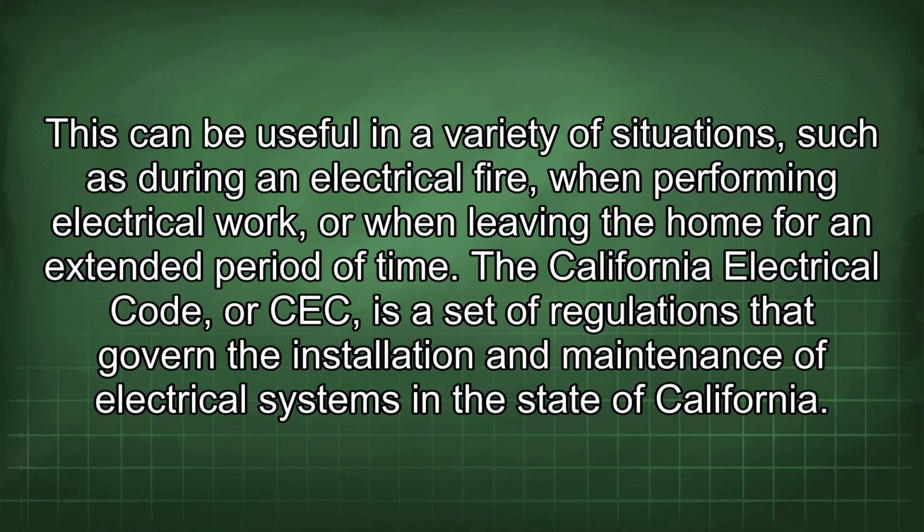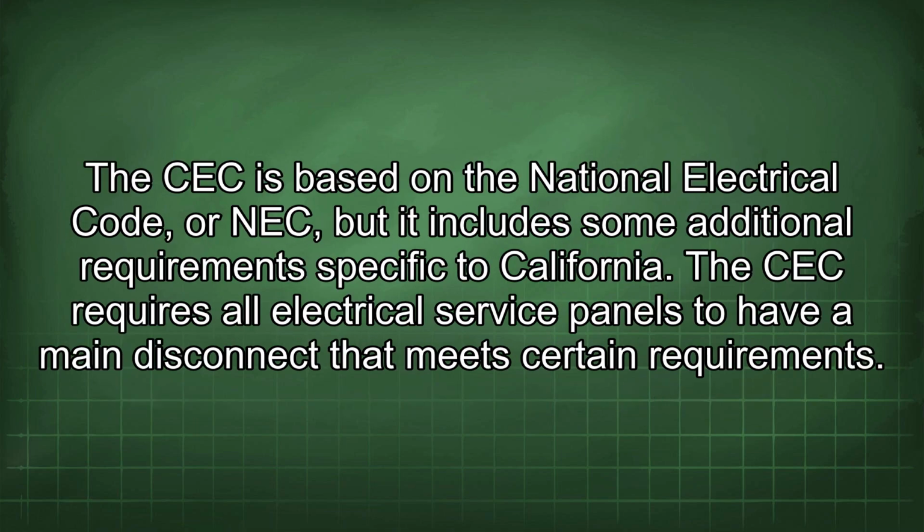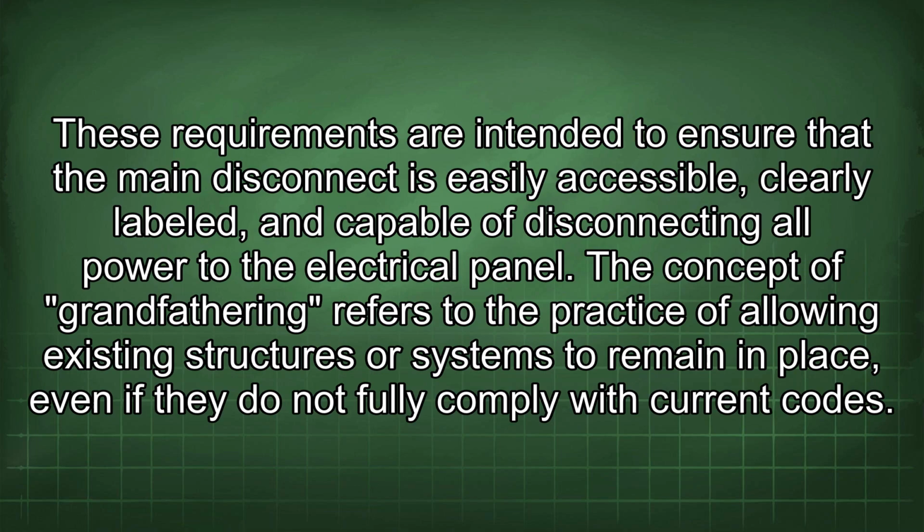The California Electrical Code, or CEC, is a set of regulations that govern the installation and maintenance of electrical systems in the state of California. The CEC is based on the National Electrical Code, or NEC, but it includes some additional requirements specific to California. The CEC requires all electrical service panels to have a main disconnect that meets certain requirements. These requirements are intended to ensure that the main disconnect is easily accessible, clearly labeled, and capable of disconnecting all power to the electrical panel.